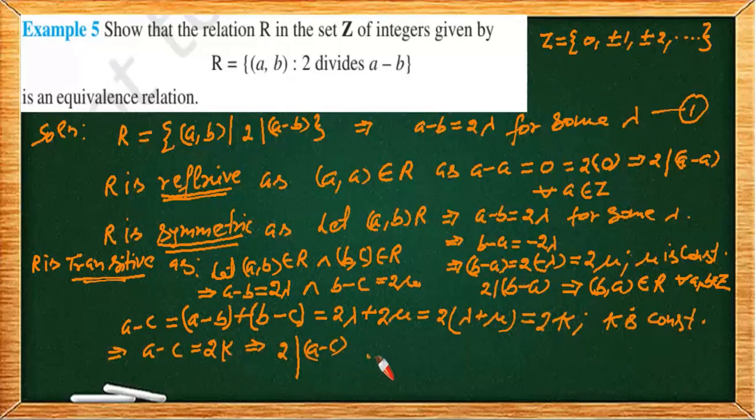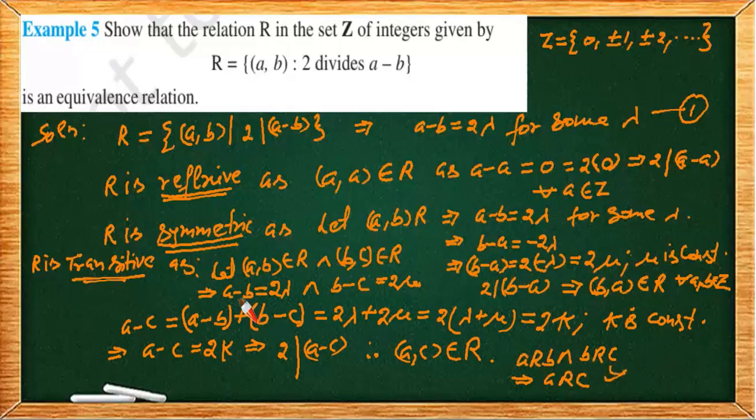So therefore, the ordered pair (A, C) belongs to relation R. So we have taken ordered pair (A, B) belongs to R, and ordered pair (B, C) belongs to R, implies ordered pair (A, C) belongs to R. So this relation is transitive. Actually, we have shown A is related to B and B is related to C, then we have shown A is related to C. So this relation is transitive.